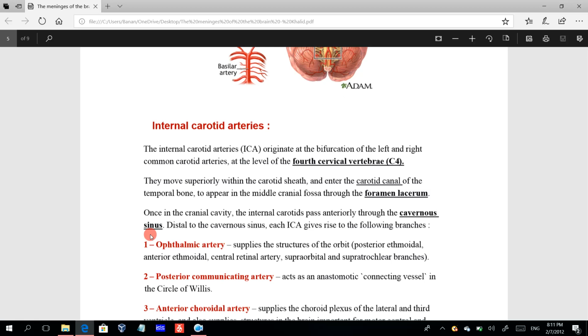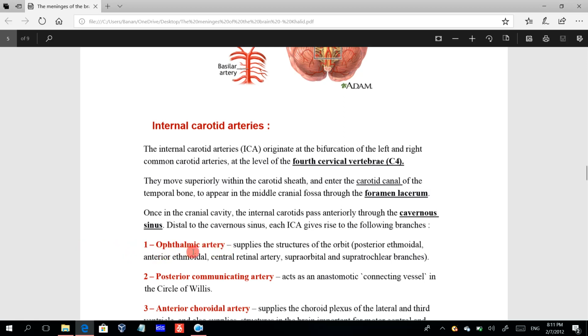And then it leaves the cavernous sinus. Distal to the cavernous sinus, outside the cavernous sinus, each internal carotid artery gives rise to the following branches. So after it leaves the cavernous sinus, the internal carotid artery gives many branches. What are these branches? The first branch of the internal carotid artery is the ophthalmic artery.